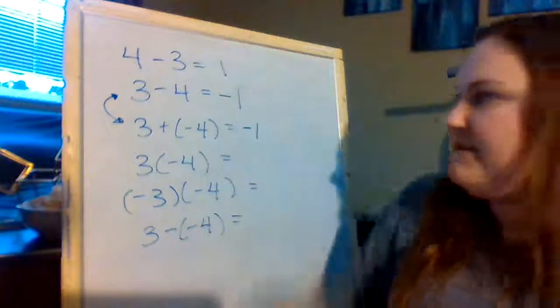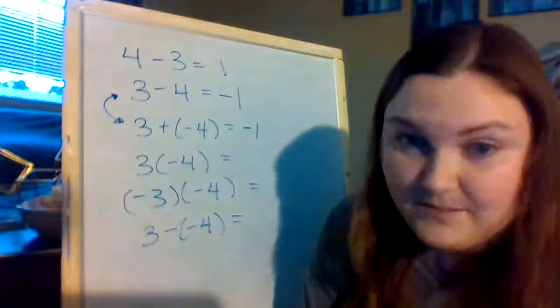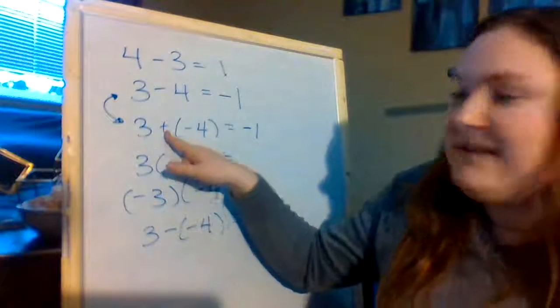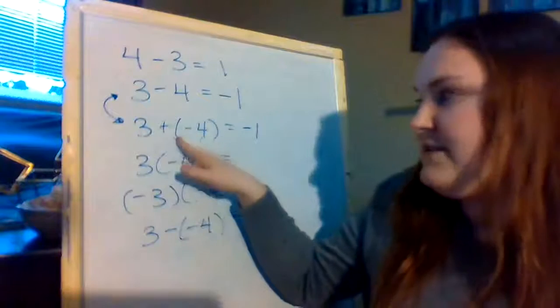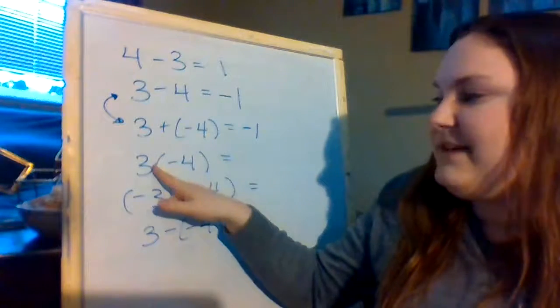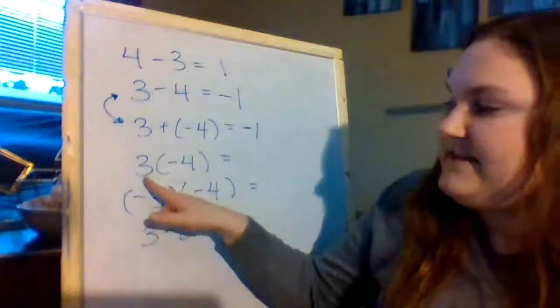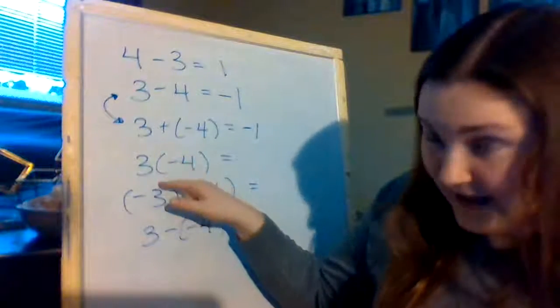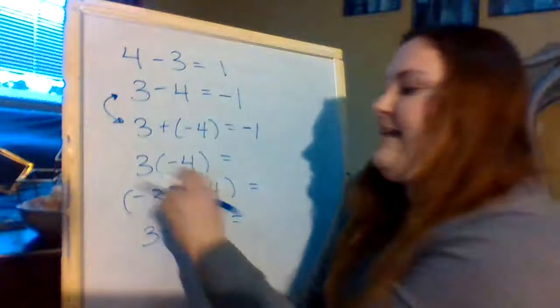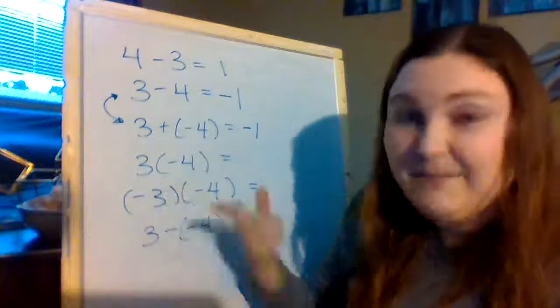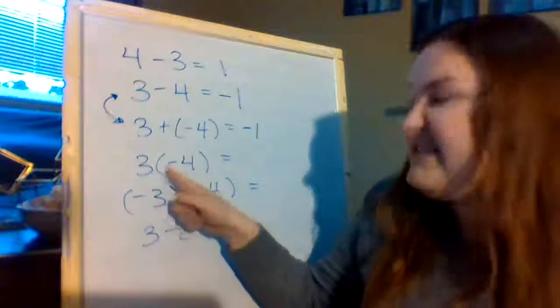Those are a bunch of different examples of subtraction problems. Now, this last one had parentheses in it, but notice there was a plus sign between the 3 and the parenthesis. When we take that plus sign away, it changes what the problem is saying. This now says 3 times negative 4. If there is no plus or minus sign between that 3 and the parenthesis, it means multiplication. This means 3 times negative 4.